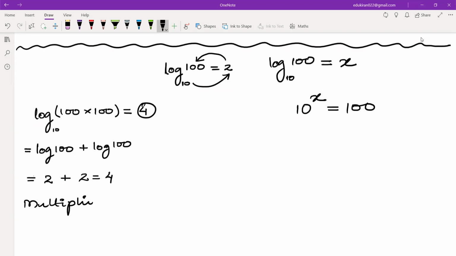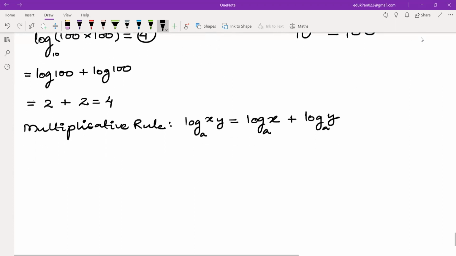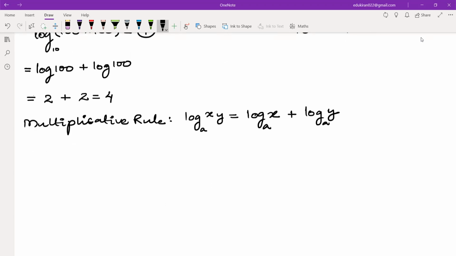Multiplicative rule. So we have log to the base of a, and we have x into y. So this will be equal to log of base a x plus log of base a of y. Log y to the base a and log x to the base a. Fine. Now let us see what will happen.